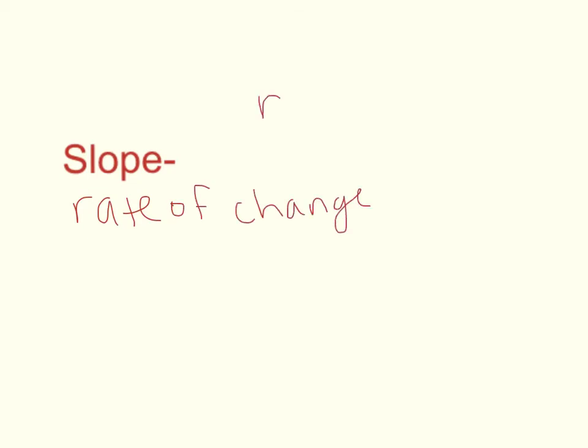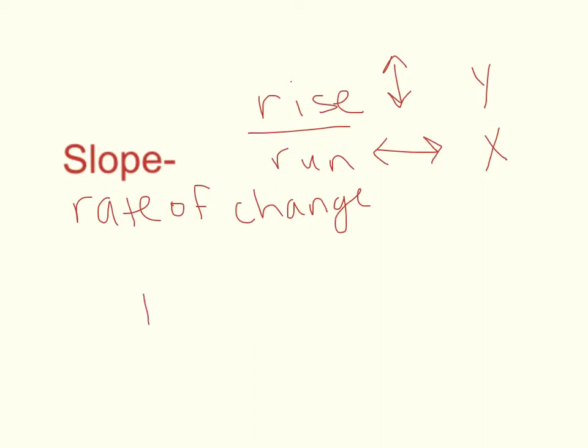And what we used to find it from a graph yesterday was rise over run. If you remember, rise went up and down, run went left and right. Well, up and down, those are the y values, and right and left are the x values. So if you look, y is on top and x is on the bottom. If you can remember that, it'll help you remember this formula.